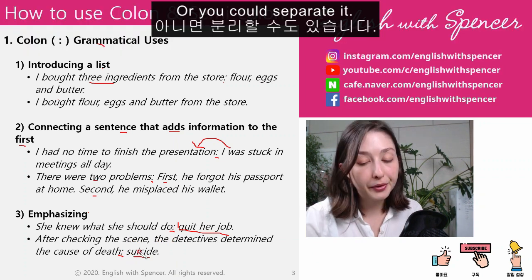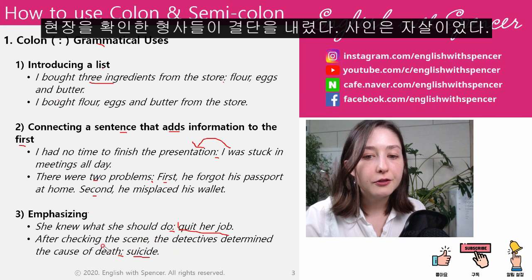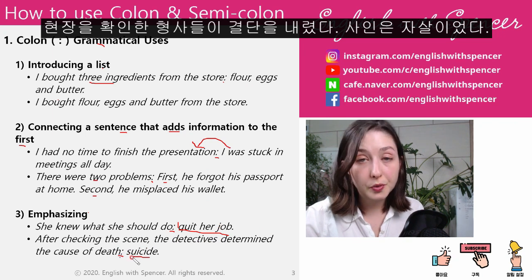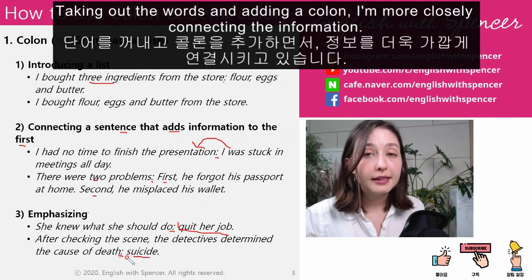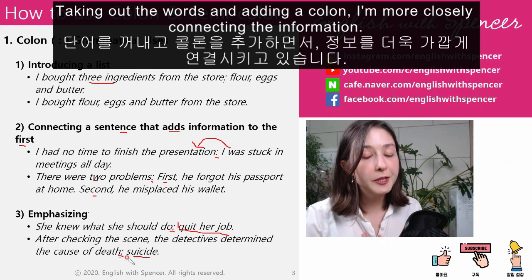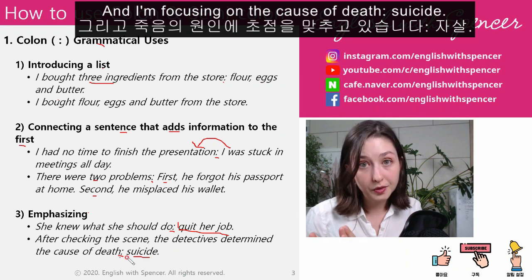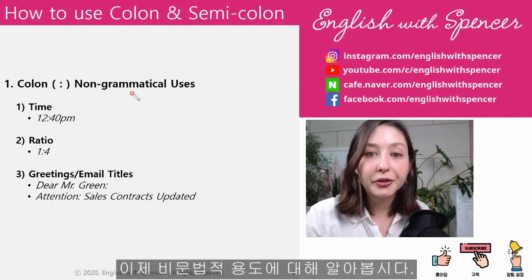Or you could separate it. What I mean is, after checking the scene, the detectives determined the cause of death. Period. The cause of death was suicide. Taking out the words and adding a colon, I'm more closely connecting the information and I'm focusing on the cause of death, suicide. Now on to the non-grammatical uses.